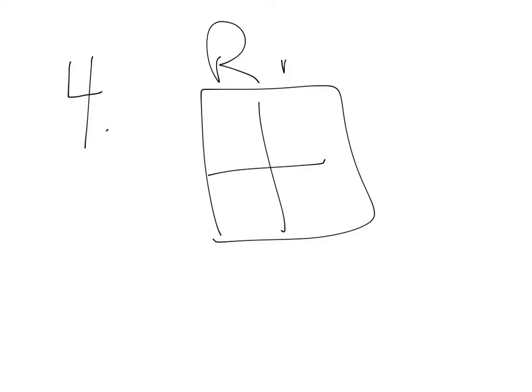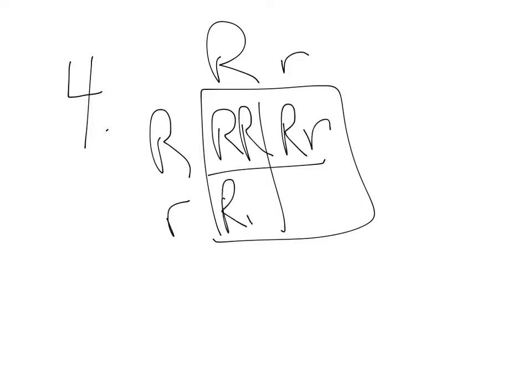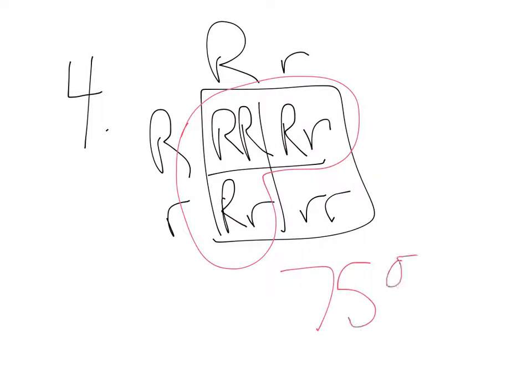Number 4, big R, little r with big R, little r. Your cross should look like this. What percentage of the offspring will be round? All of these have the capital R, so you should have got 75%.